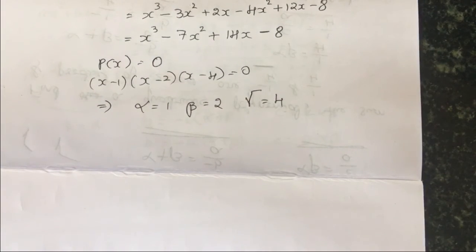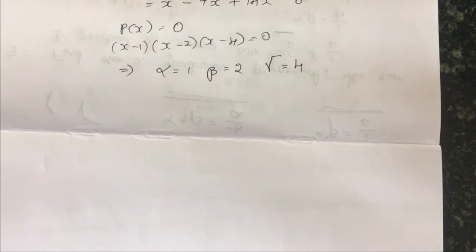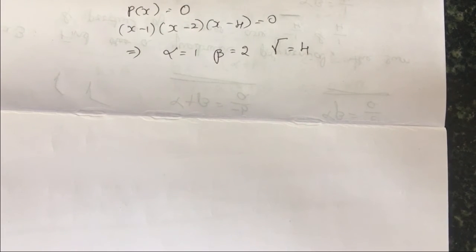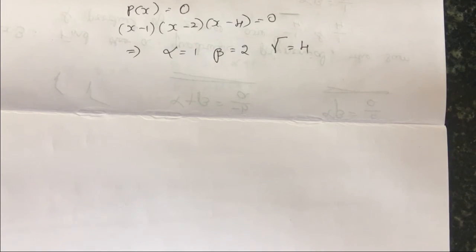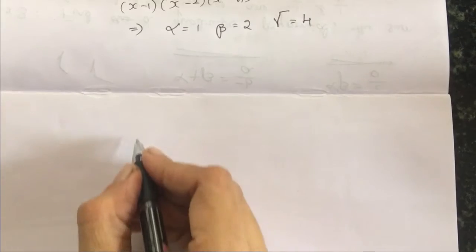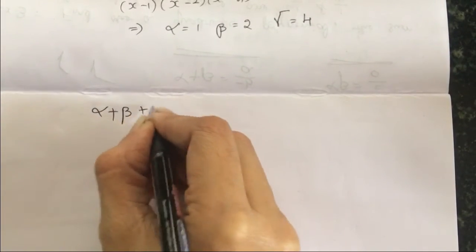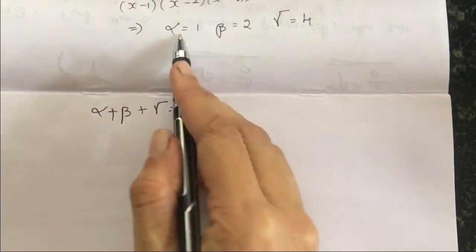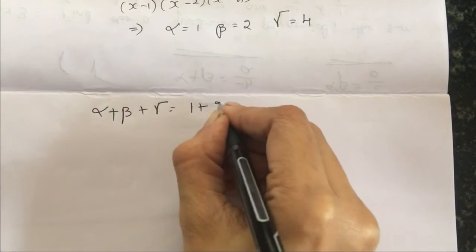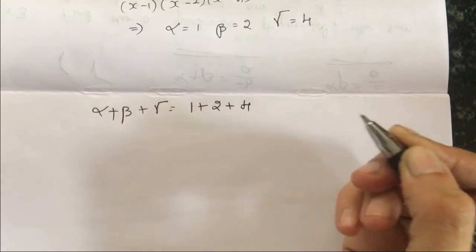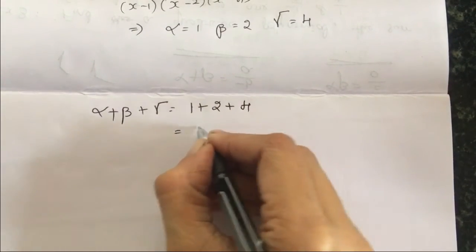Okay. Now we'll check with the sum of zeros and product of zeros, how they are related with the coefficients of x cube, x square, x and the constant term. So let me take the sum of zeros, alpha plus beta plus gamma. Alpha is 1, beta is 2 and gamma is 4. This is 7.